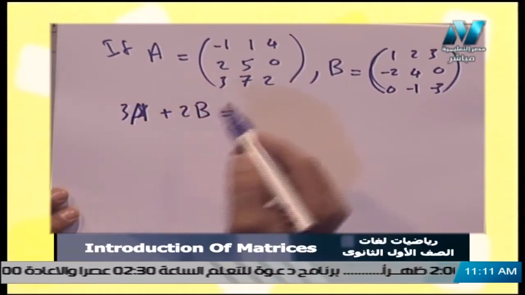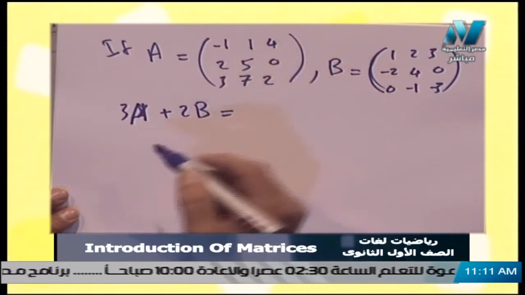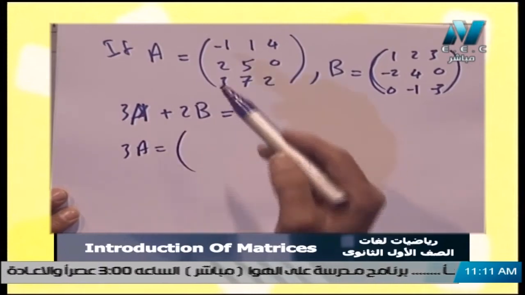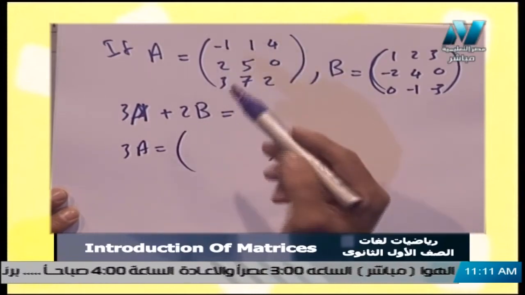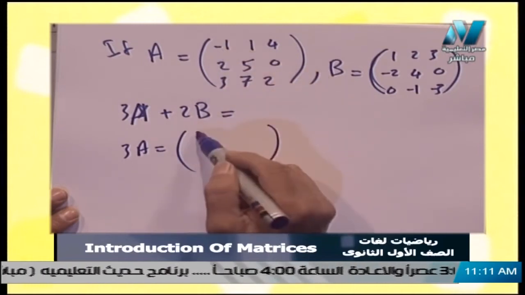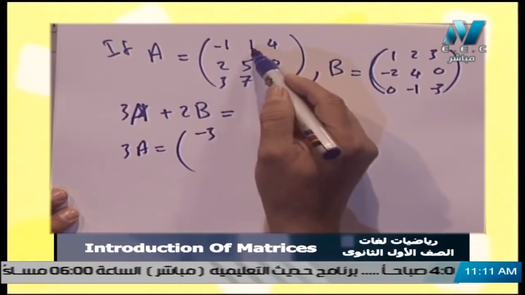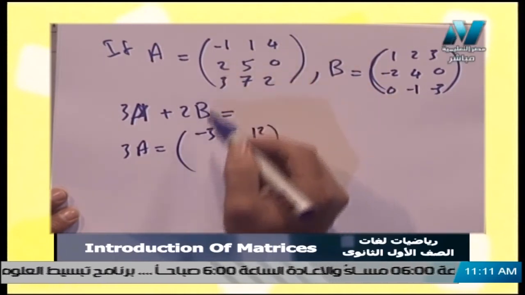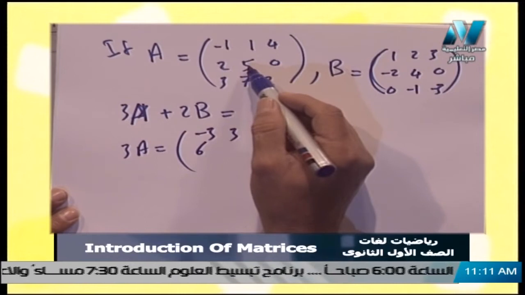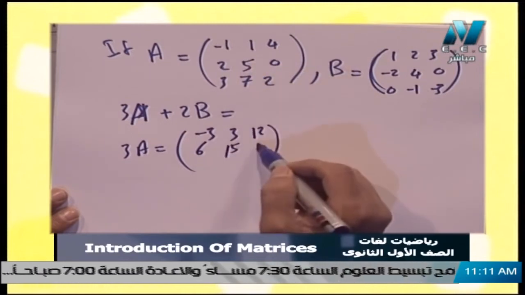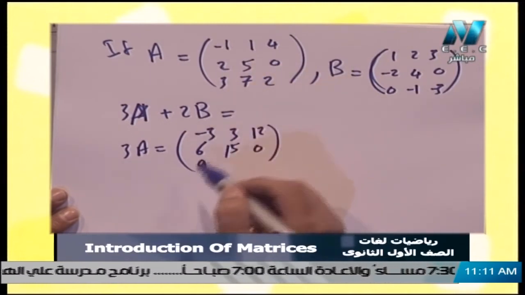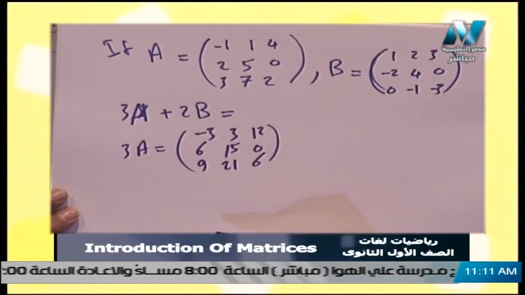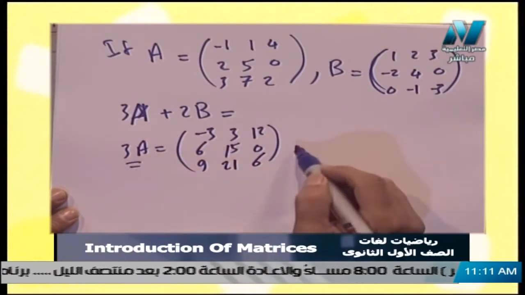Okay, we have here this matrix A, so we'll find 3A by multiplying each element of A by 3. 3 multiplied by negative 1 equals negative 3. 3 multiplied by 1 equals 3. 3 multiplied by 4 equals 12. 3 times 2 equals 6. And 15, 0, 3 by 3, 9, 21, and 6. So it's 3A now.